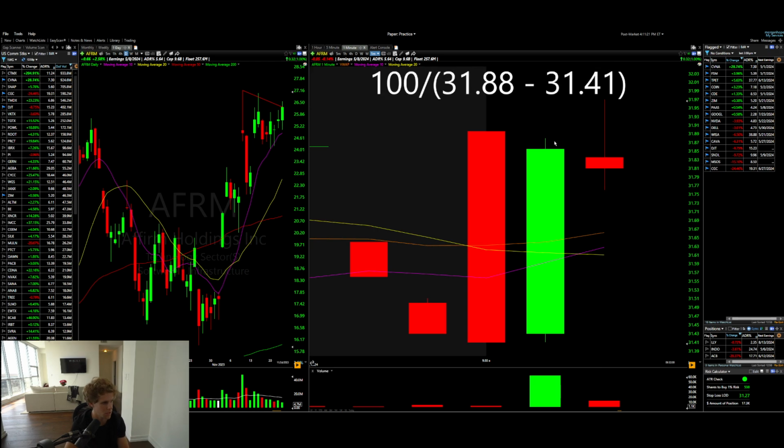Here's the formula. So now we do parentheses first. Remember PEMDAS or whatever. 31.88 minus 31.41 equals 0.47. So now we do 100 divided by 0.47. That's going to tell us we're buying 212 shares, or 212.7. Let's just call it 212. Keep your risk a little bit lower.